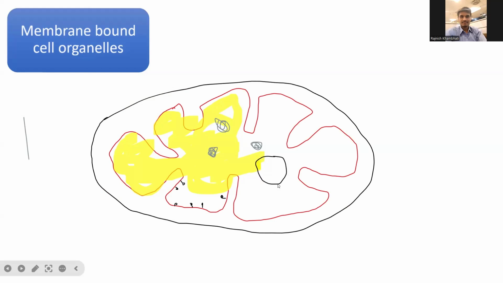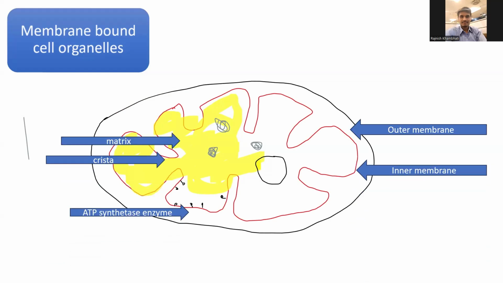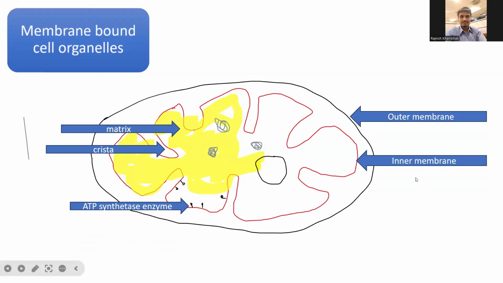This ring-like structure is small circular DNA, the plasmid. You can see all the names. This red one is inner membrane. This is crista, a finger-like structure. This is outer membrane. This yellow is matrix. These black dot-like structures are called ATP synthetase enzyme, which are responsible for ATP formation. This whole yellow structure is matrix.